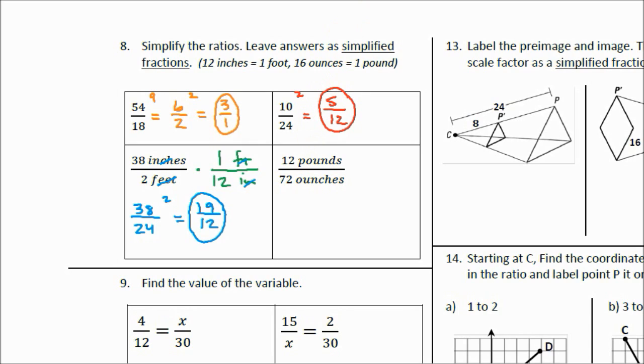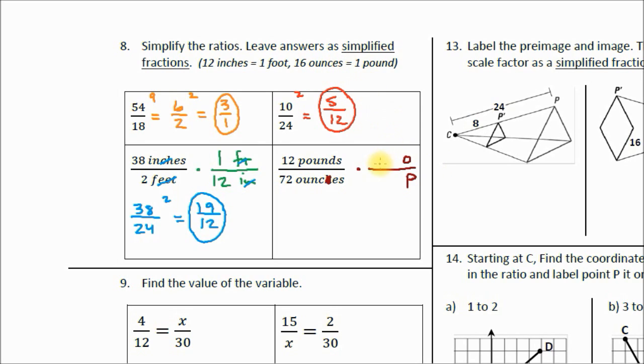Last one, 12 pounds over 72 ounces. It looks, class, like I actually made a typo here. It is not "ounches", so let's get rid of that H, and let's make it 72 ounces. So we're going to go ahead and multiply this by a conversion ratio. And it's going to be equal to 1, so it's not going to change our answer. Ounces are on bottom, so ounces are on top here. Pounds are on top here, so they're on bottom here.